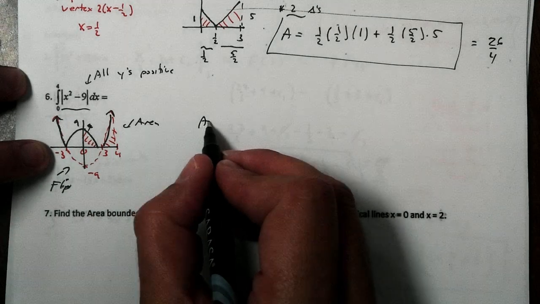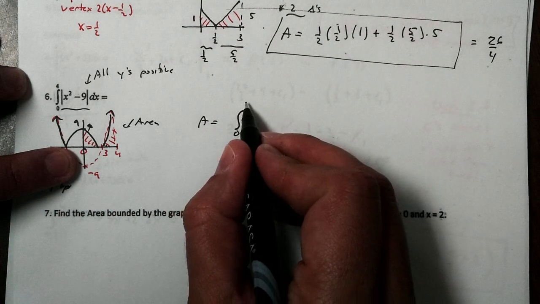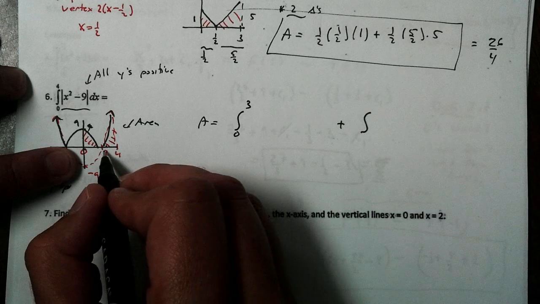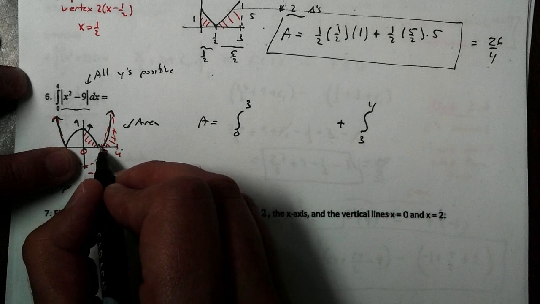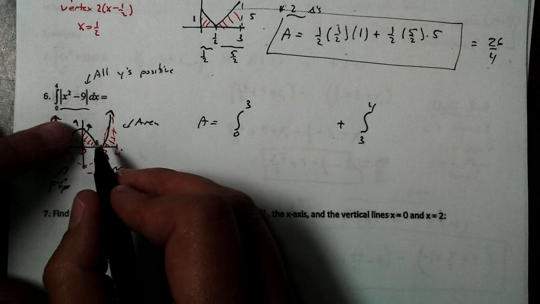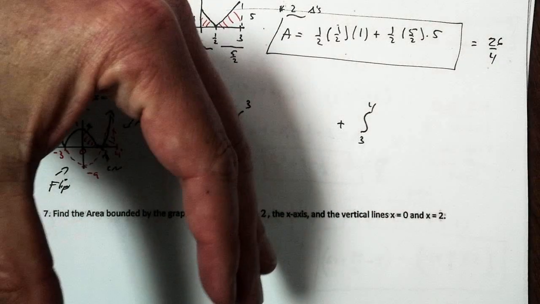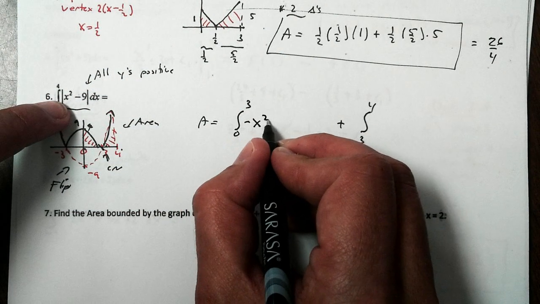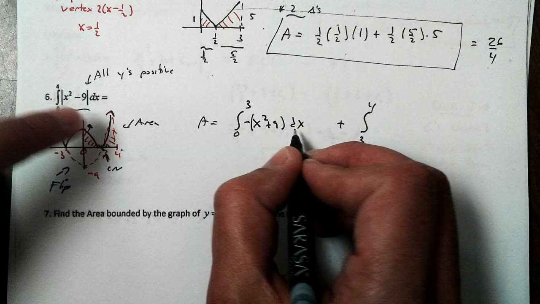My first area, and I'm going to split this up, goes from 0 to 3. Plus my second area starts at 3 and goes to 4. Notice we take a break at that critical number. So between 0 and 3, this is my parabola, but remember my parabola is flipped, so it's the opposite. So it's going to be negative x squared plus 9 dx.